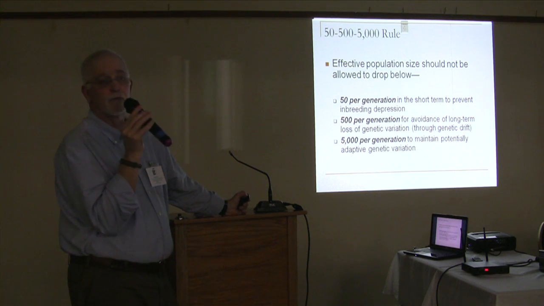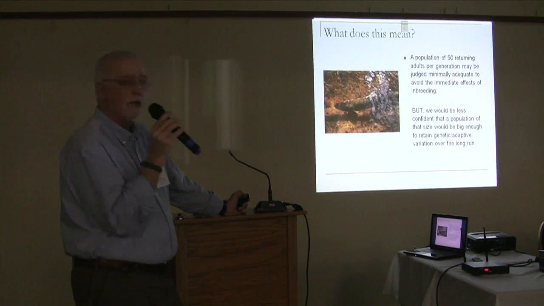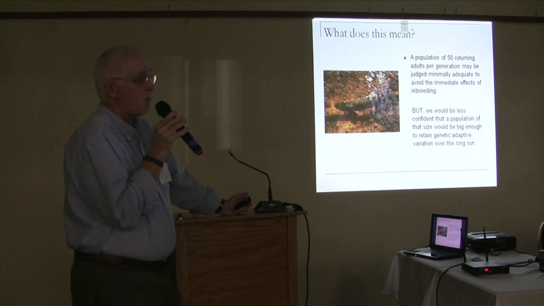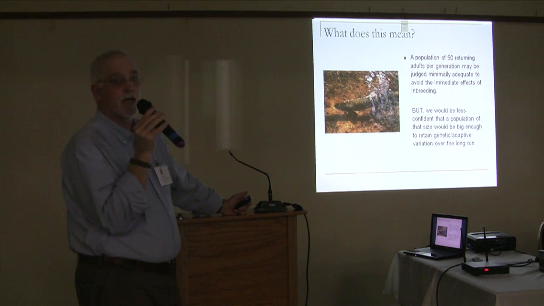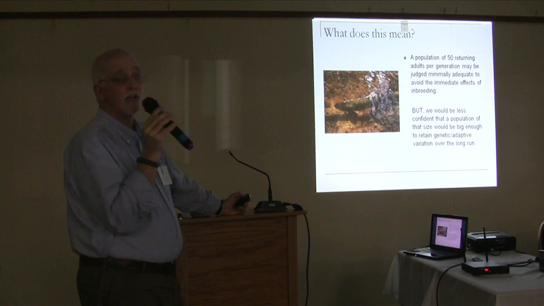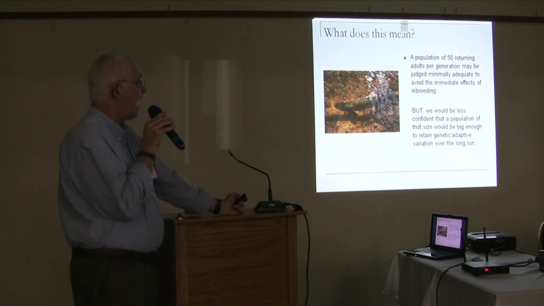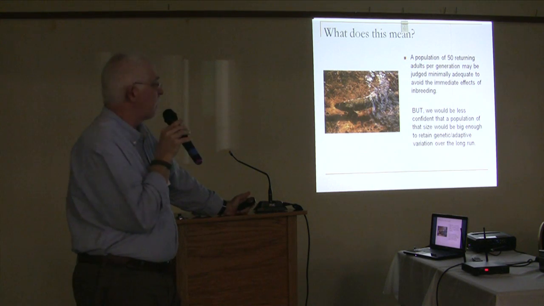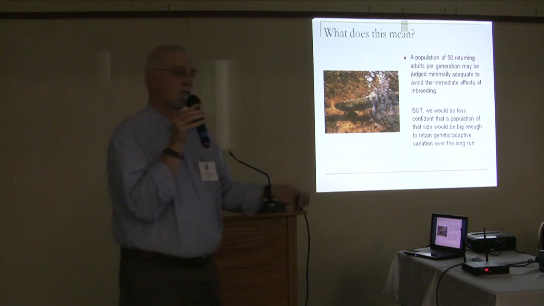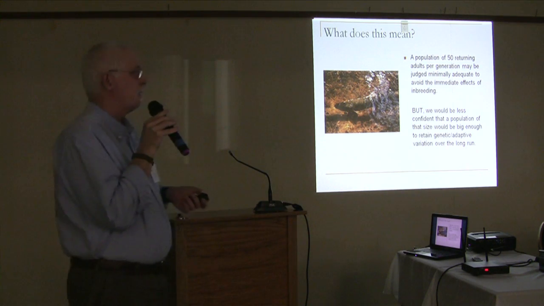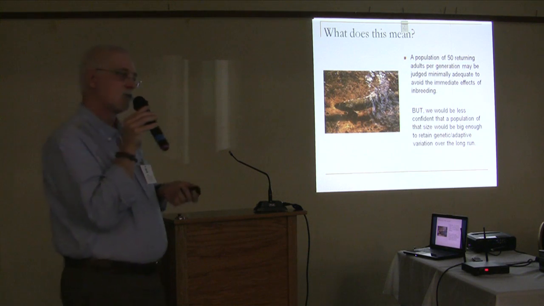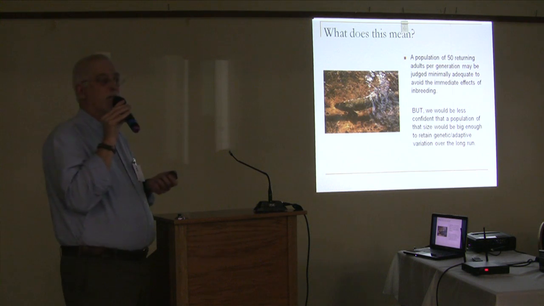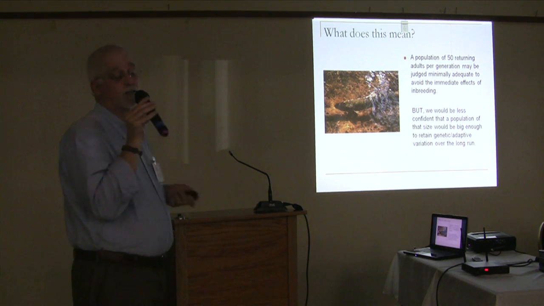These are not hard and fast rules, so it's instructive to try to see how we might view this. If you had a population of 50 individuals per generation, we may judge that minimally adequate to avoid the immediate effects of inbreeding. However, we'd be less confident that that population would be able to maintain adaptive potential over a longer period of time. That's the kind of way we use it. Oftentimes, we also use it to set hypothetical targets, and that 50 per generation target is frequently used in that way.